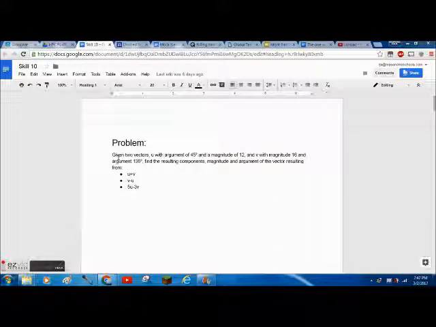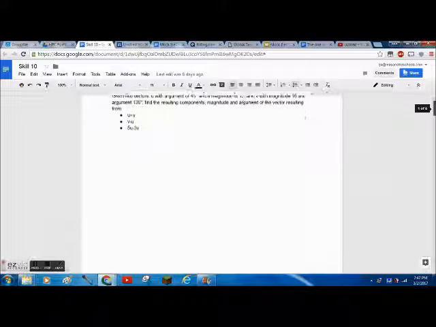Given two vectors, one u with argument of 45 degrees and magnitude of 12, and v with magnitude of 16 and argument of 135 degrees, find the resulting components, magnitude, and argument of the vector resulting from the addition of the vectors, the subtraction of vector u from vector v, and the subtraction of 3v from the vector 5u. So 5u minus 3v and v minus u.